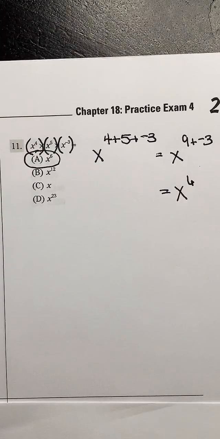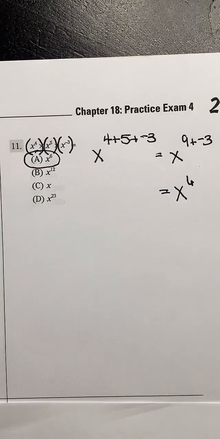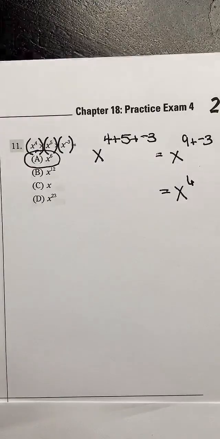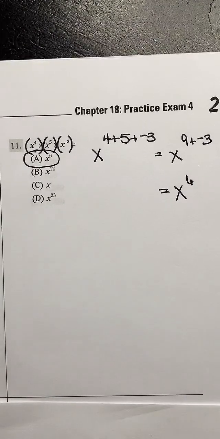So when you have the product rule, there you go. When you are multiplying, you're adding the exponents. Now, if I were to divide, I'm going to subtract the exponents.